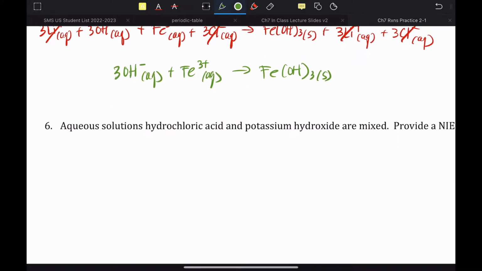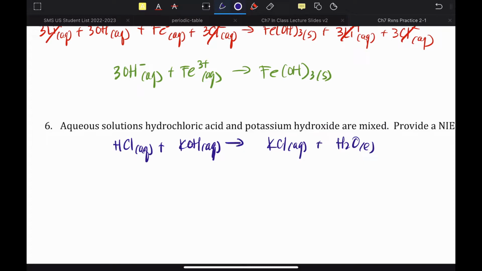Number 6 says we have some aqueous hydrochloric acid and potassium hydroxide mixed. First we need formulas for aqueous hydrochloric acid and potassium hydroxide. All the charges are 1, so the writing is very simple. We switch the cations because we have 2 essentially ionic compounds, and we have KCl aqueous, because group 1, and H2O, which is a liquid because it is a molecular compound. So it's a liquid, and it's water.